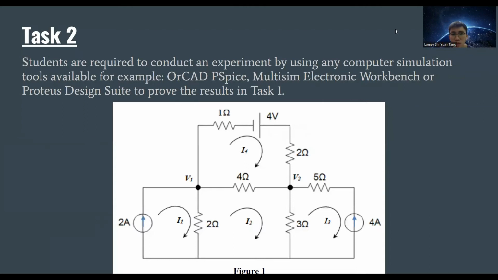Now, I will explain about task 2. Task 2 is that students are required to conduct an experiment using any computer simulation tools available, for example OrCAD, PSpice, Multisim, Electronics Workbench, or Proteus Design Suite, to prove the result in task 1. Our group chose Proteus Design Suite to draw the circuit. This is the circuit for task 1 that we need to draw in Proteus.